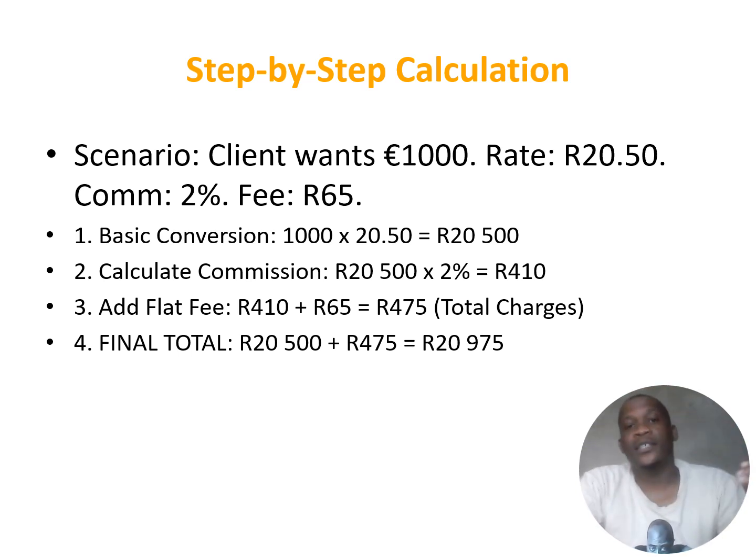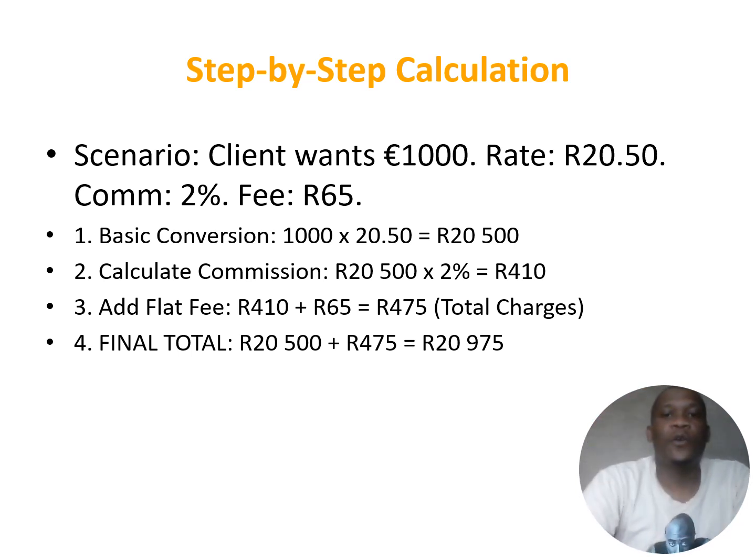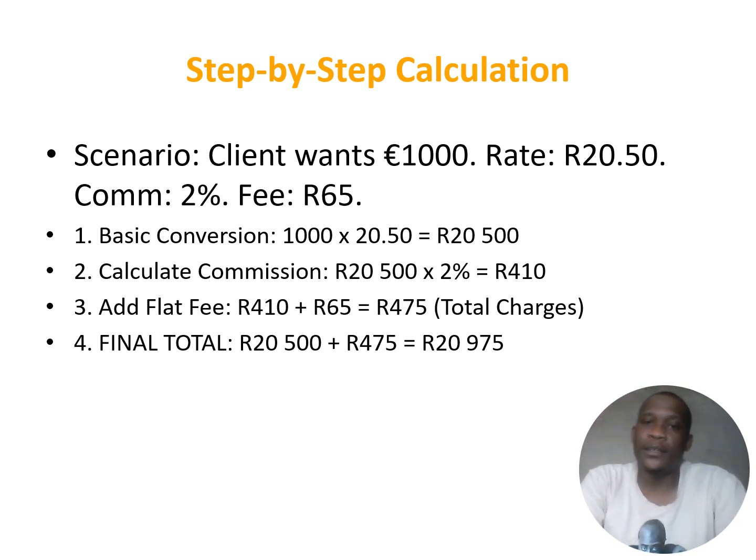So in this case, we take the 410 rand, the 2% that we calculated from the 20,500, and add it alongside the 65 rand, which is the fixed flat fee. Then we get the total of the charges for the whole 20,500. In this case, it's going to be 475 rand when we add the commission and the flat fee.